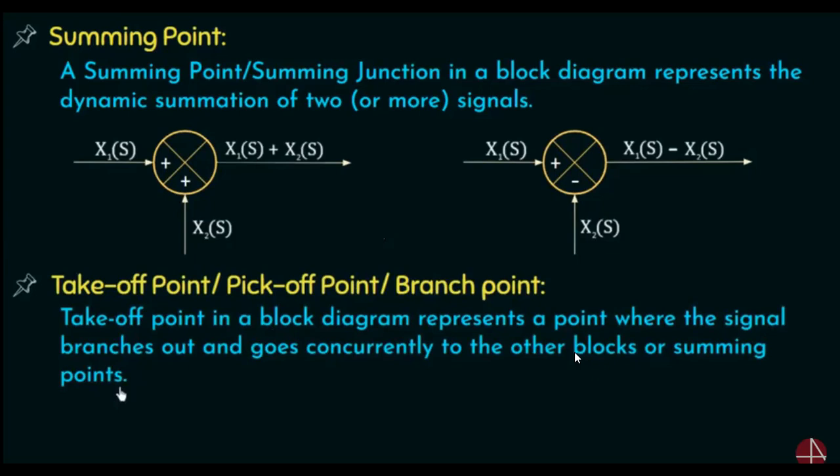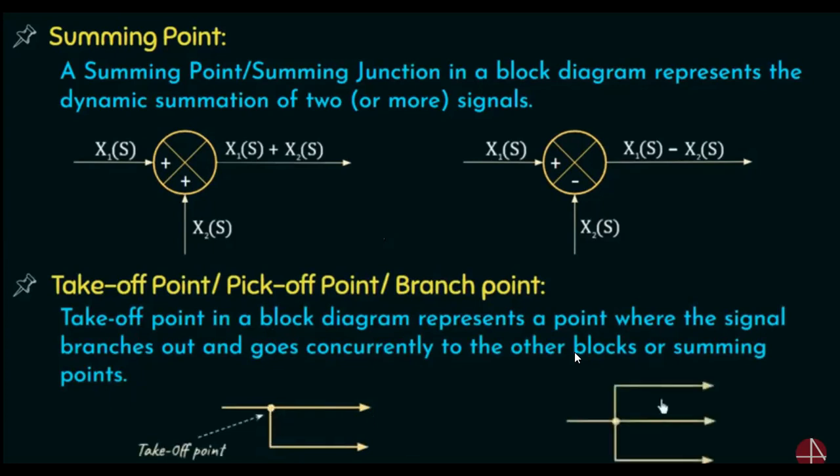Let us understand this with the help of this diagram. This is a branch of a block diagram, and we can see that from this point, the signal distributes into this branch. So this point is called as the takeoff point in this block diagram. Similarly, in this block diagram, this is the takeoff point, as this point distributes this signal into these three branches.